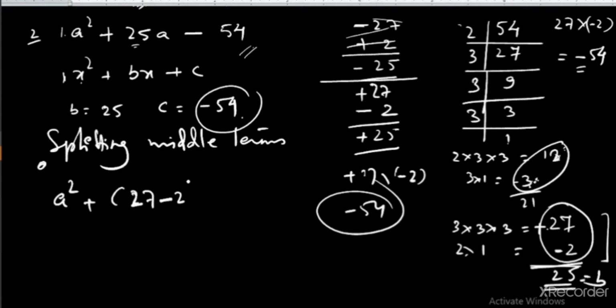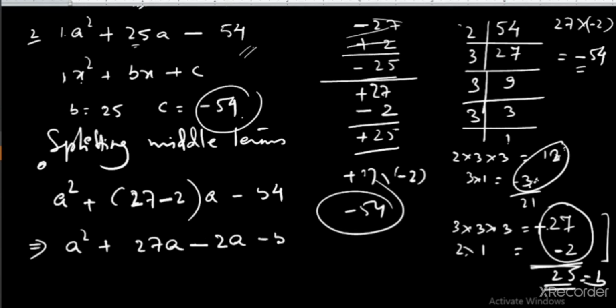So either you can do splitting in this form, or directly without writing this step you can write it directly in this form, 27a minus 2a minus 54. You can see this splitting is done over here. Okay, so directly also you can just split this number 25a as 27a minus 2a.